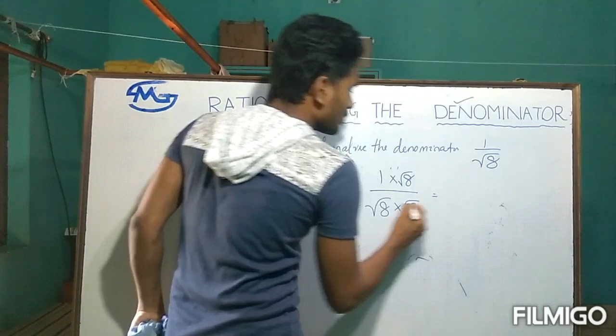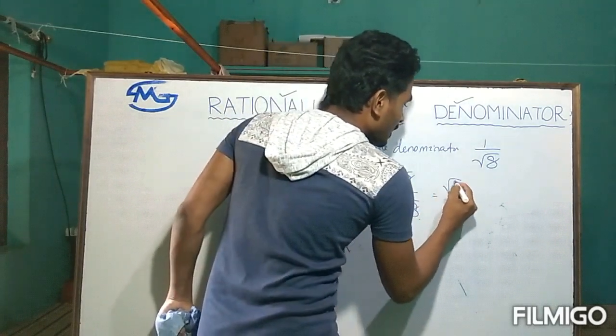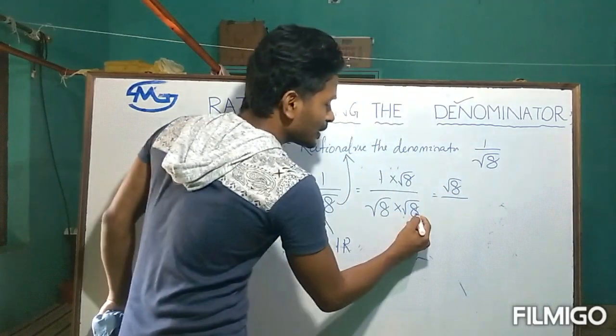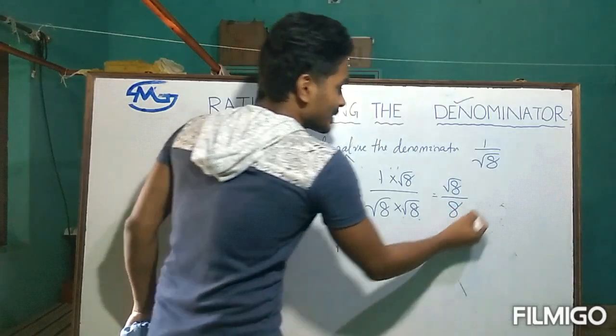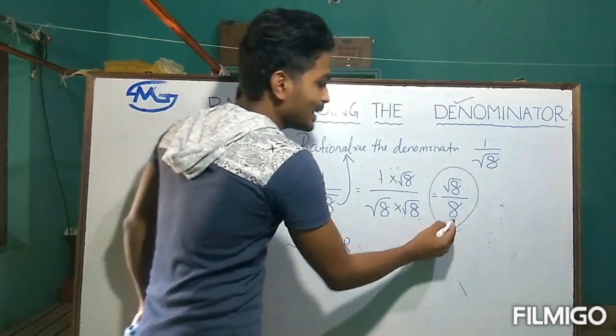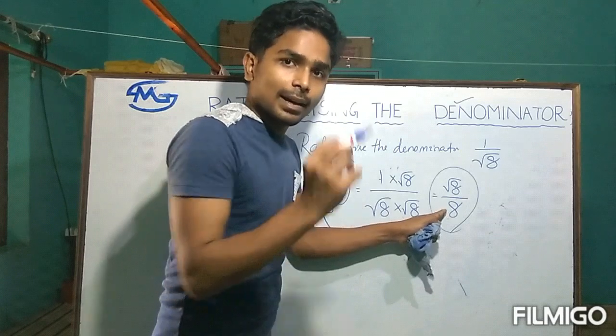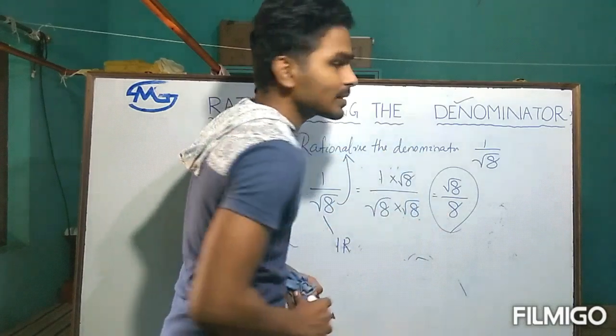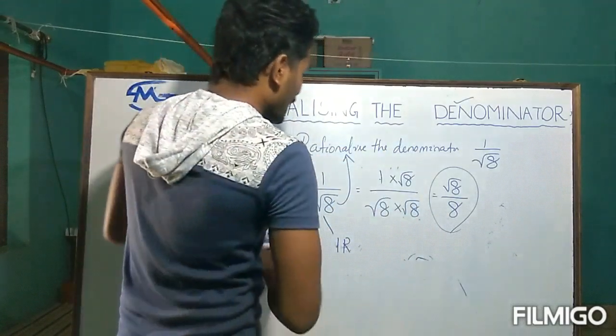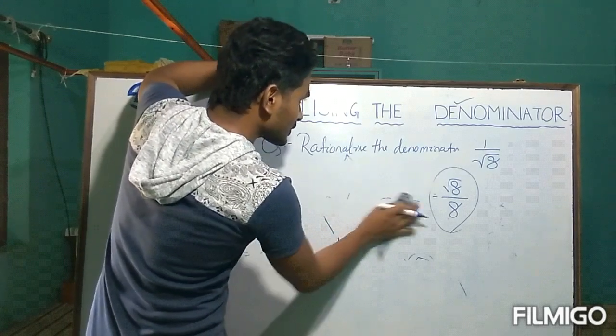So our answer will be 1 into root 8, which is root 8, divided by root 8 into root 8, which is 8. This is the answer, and the denominator is now in rational form. So our task is done. Understood? Let us take another example.